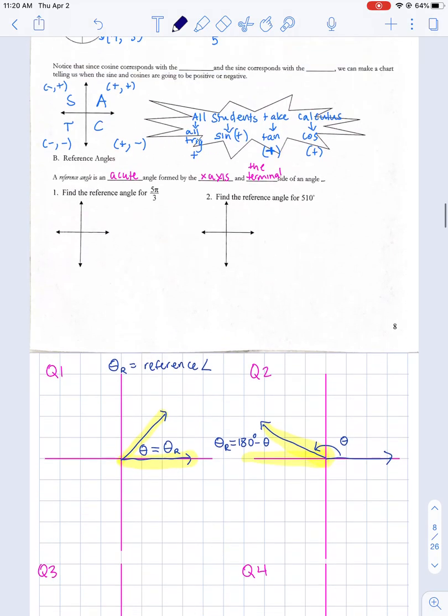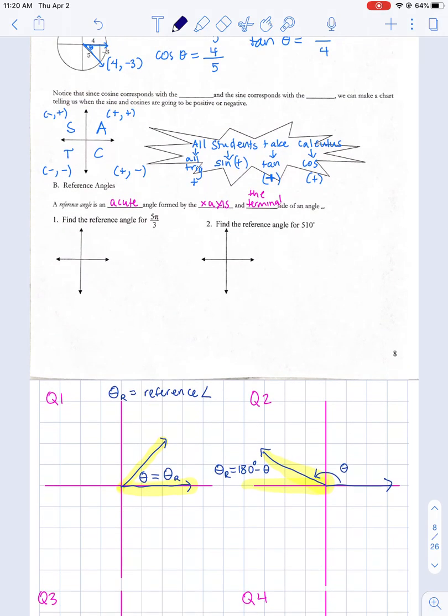So let's take a look at the examples that we have on page 8. On page 8, the first example asks for 5 pi over 3. I'll notice that it's over 3, which means I'm dividing pi into thirds. So when I'm counting, I'm thinking, okay, this is 1 pi over 3. This is 2 pi over 3. This is 3 pi over 3 here to get 3 slices to pi. This is 4 pi over 3, so 5 pi over 3 is here.